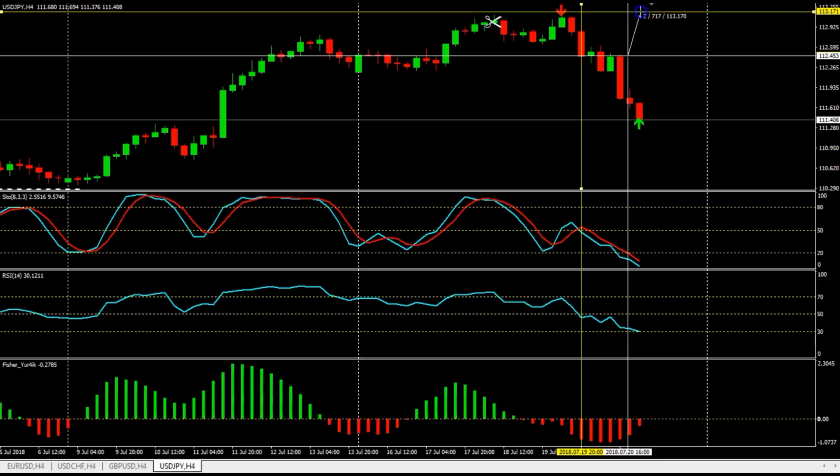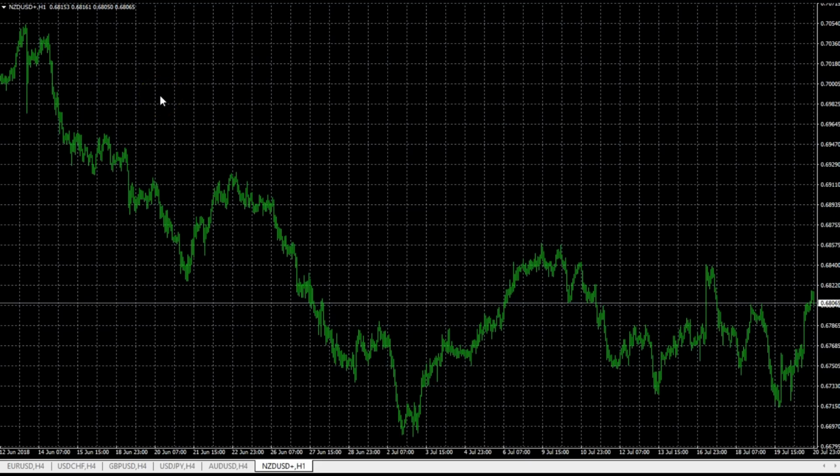Check your risk. You're risking 71 pips, and you get your 71 pips here on the first candle, on this red candle. Okay, so you get out, close half of your trade with 71 pips and let the other half run until the next week. So this was the USD Japanese yen.